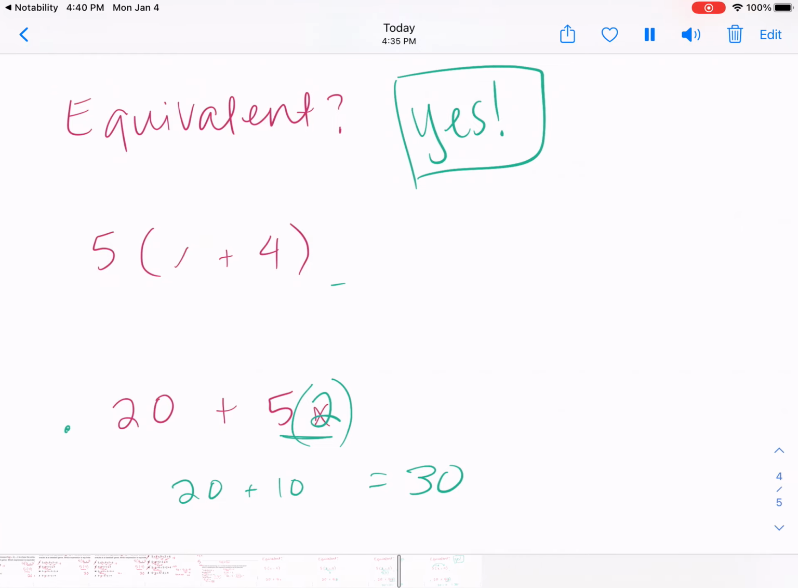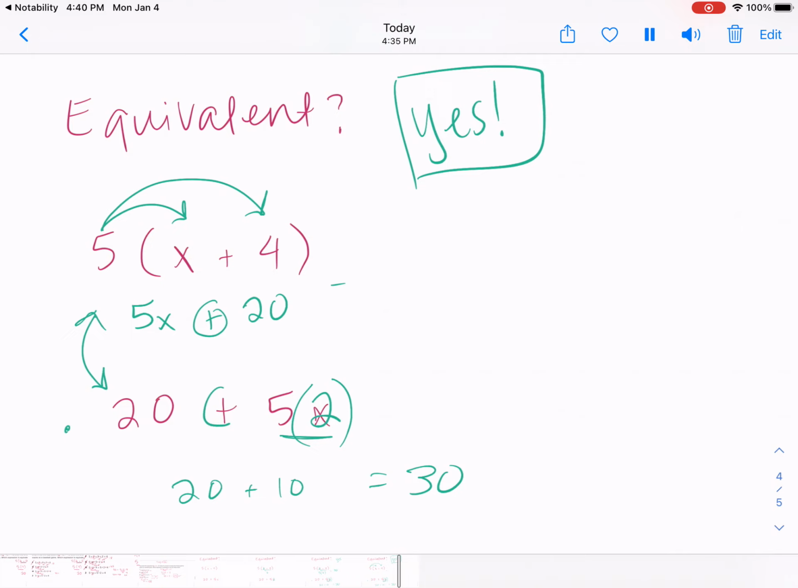And we know that because, let's go back to my original problem up here. Let's pretend like I used the distributive property. So remember, I'm going to distribute this 5 to both the x and the 4. So 5 times x is just 5x, plus 5 times 4 is 20. Do you see how these two things are the same? They're just in a different order. Well, when I'm adding, it doesn't actually matter what order my numbers go in. I'll get the same answer either way. So they are equivalent.